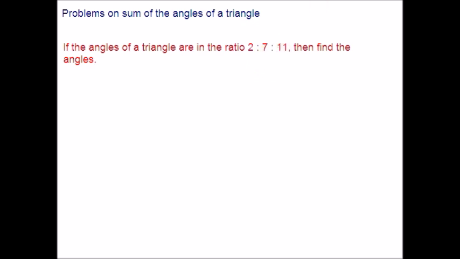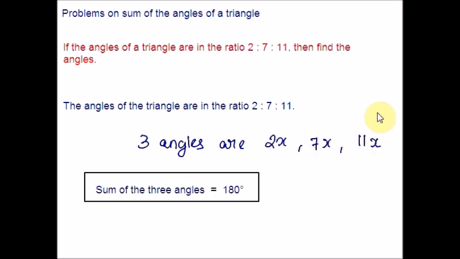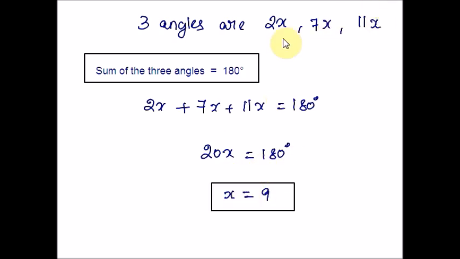The angles of the triangle are in the ratio 2:7:11. Then the three angles would be 2x, 7x and 11x. We know that in any triangle the sum of the three angles is equal to 180 degrees. Add these three angles, combine the like terms, so on the left hand side you'll get 20x. Divide both sides by 20, so your x would be just 9. Using this x value you can easily find the three angles. Just substitute x with 9. These are the three angles.